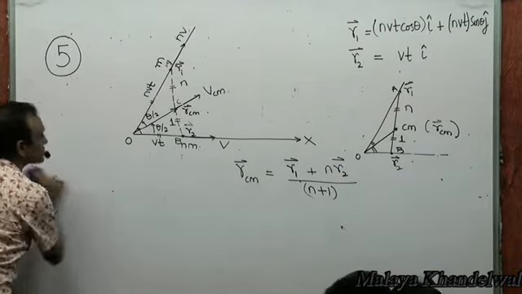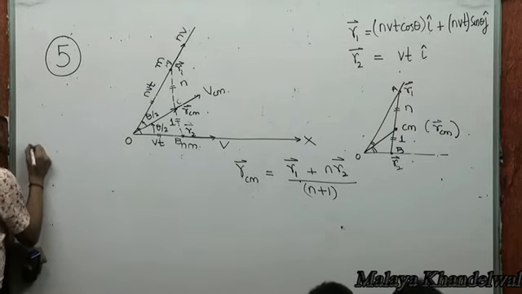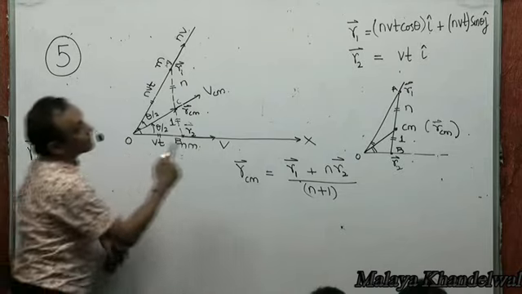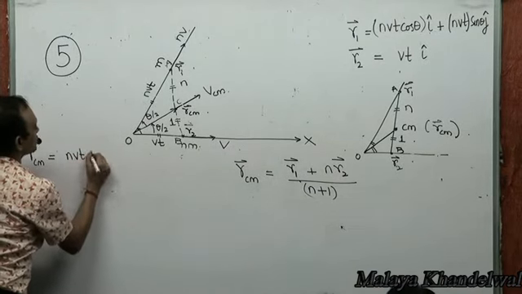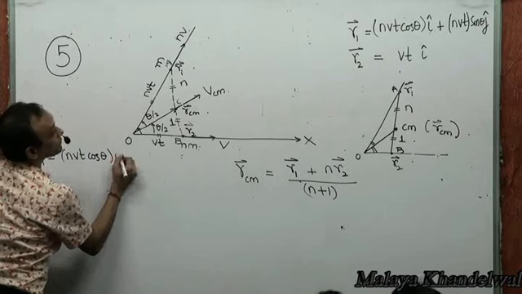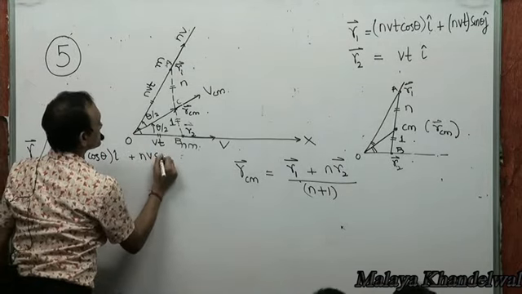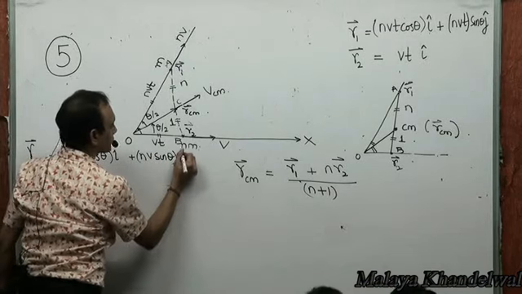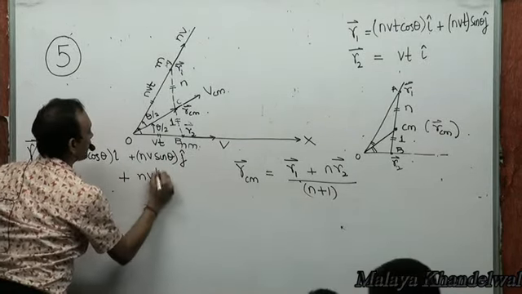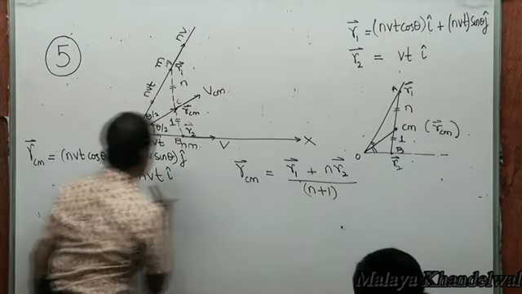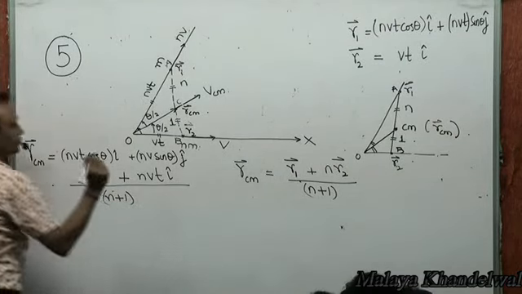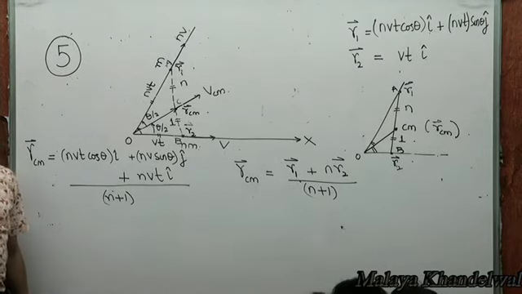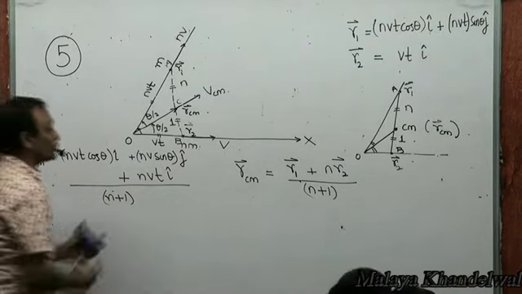Let me see what transpires. rCM then is r1, which is this, nVt cos theta i cap plus nVt sin theta j cap, plus n times r2, which is nVt i cap, divided by n plus 1, yes or no? Does it sound all right? All's good?